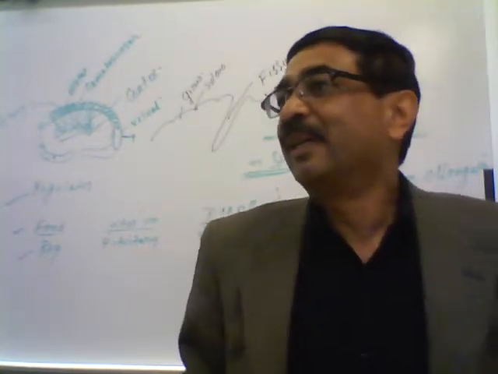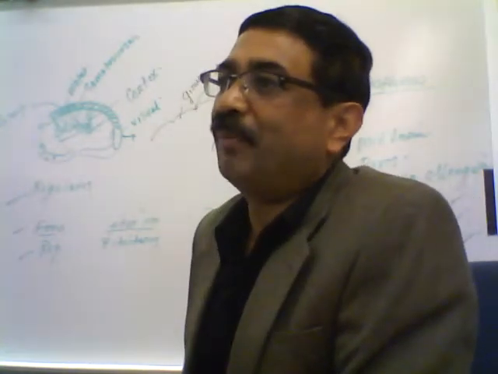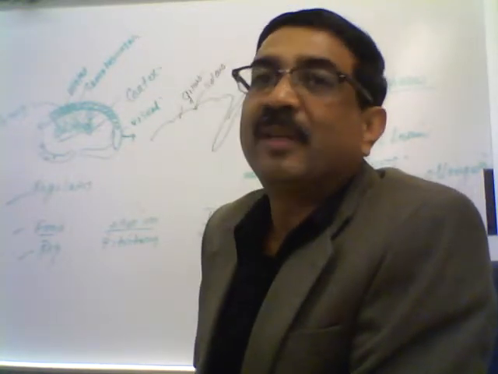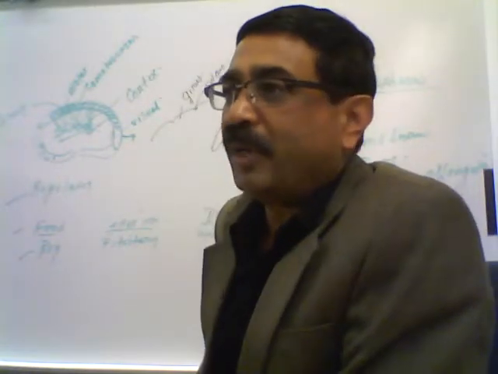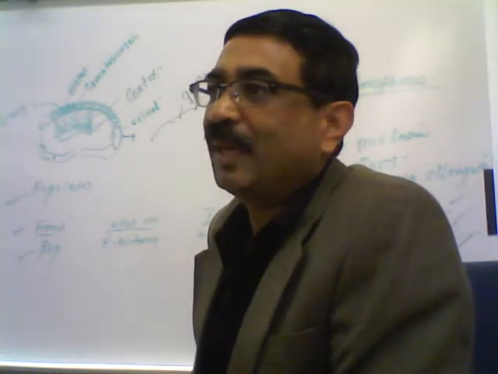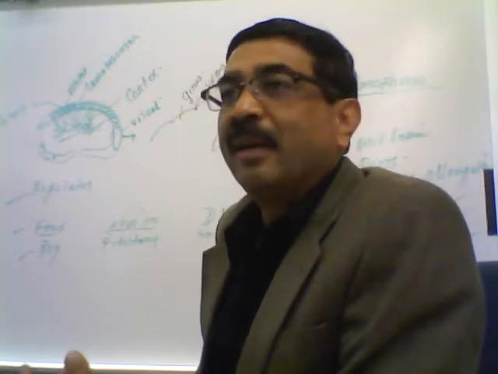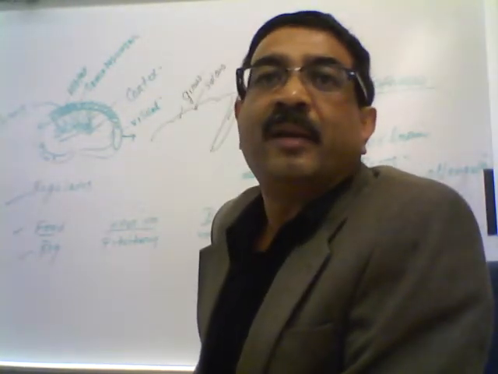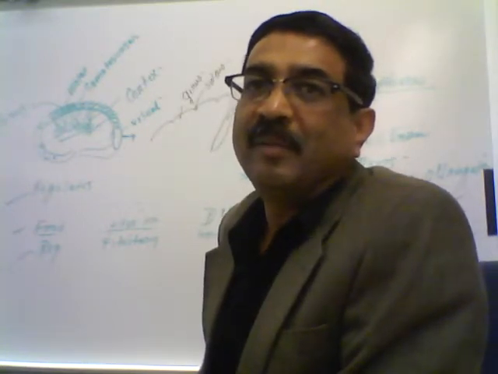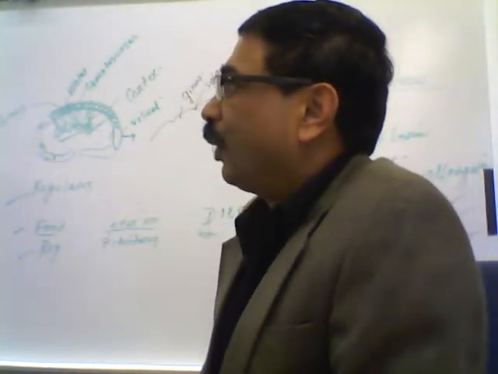This map is not proportionate to the body size. So, a disproportionate body map in the brain. I am repeating again, homunculus is a disproportionate body map in the brain. Now you see here you have two homunculi.